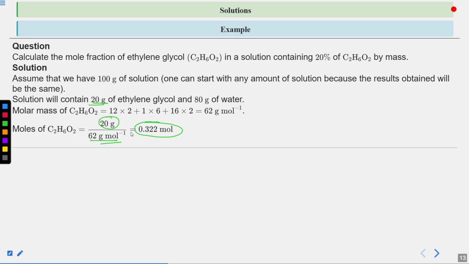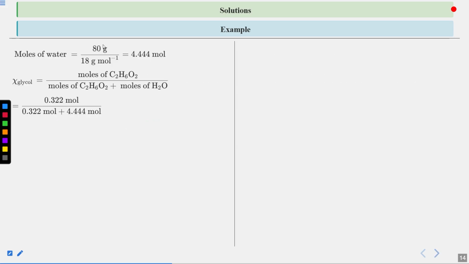Now, we are interested in the number of moles of water. Then we will add the total number of moles. Okay, for mole fraction, we need the number of moles of ethylene glycol divided by the total number of moles. We have calculated for ethylene glycol. Now we will calculate the total moles. So we have 80 gram of water and the molar mass of water is 18 gram. That gives you the moles of water as 4.44. Again, I am repeating the formula for moles, given mass by molar mass.